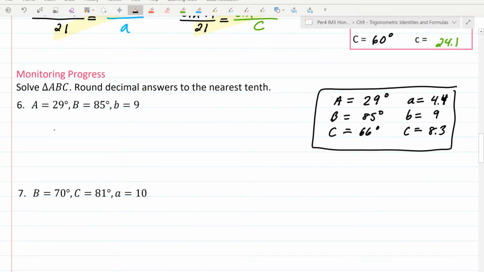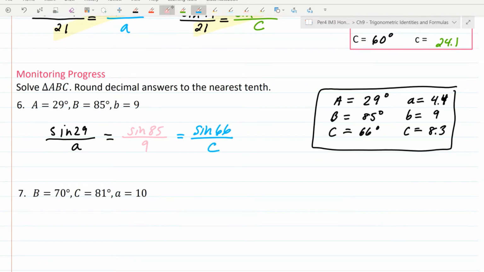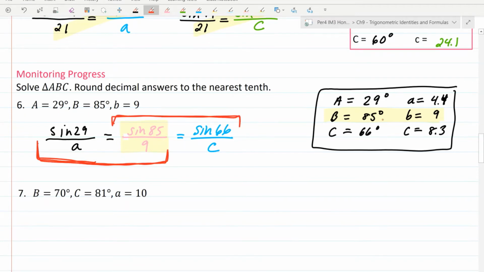The formula you could have is sine of 29 over A. I'm just going to go ahead and put this one in the middle. This is the one that you're going to be using for both, which is sine of 85 over 9. And that equals sine of 66 over C. Since this is the value that you know both the angle and the side, then that's the one that gets used for both. So basically you're going to cross multiply here and get an answer for A, and then you'll cross multiply with these two to get an answer for C. And those are the answers.